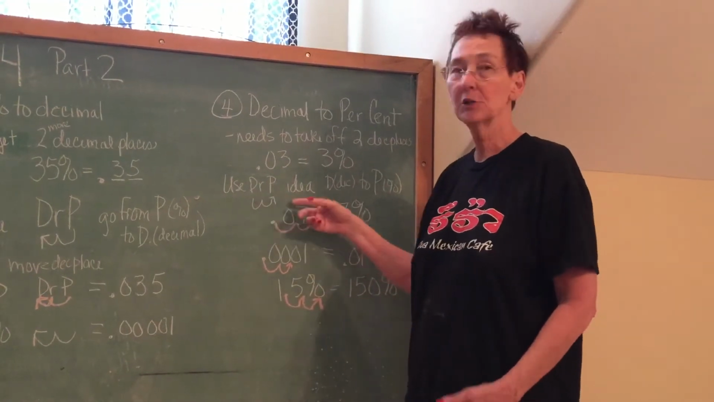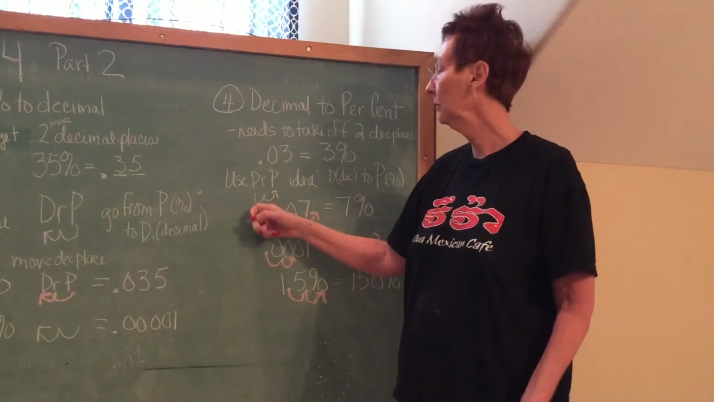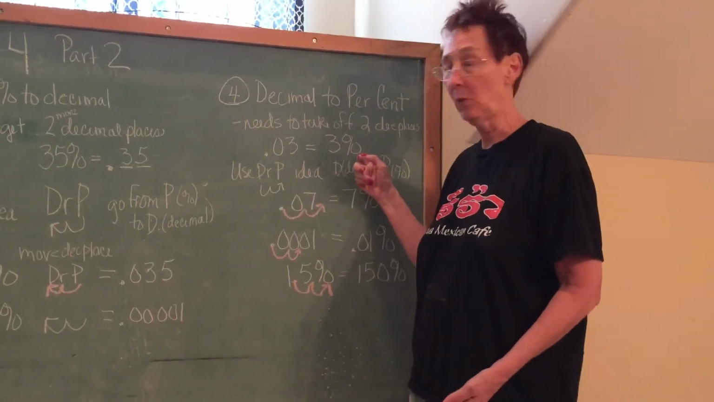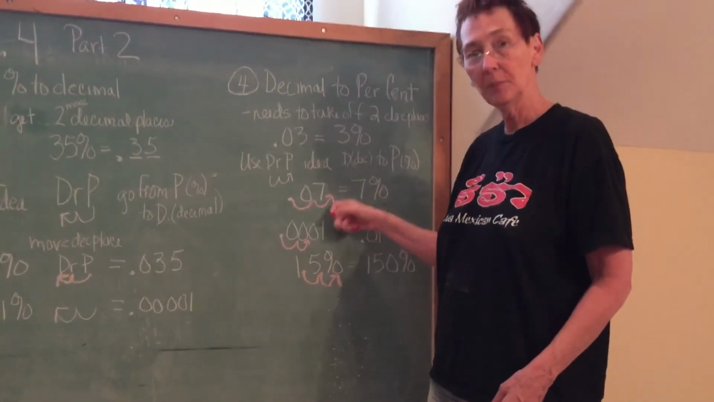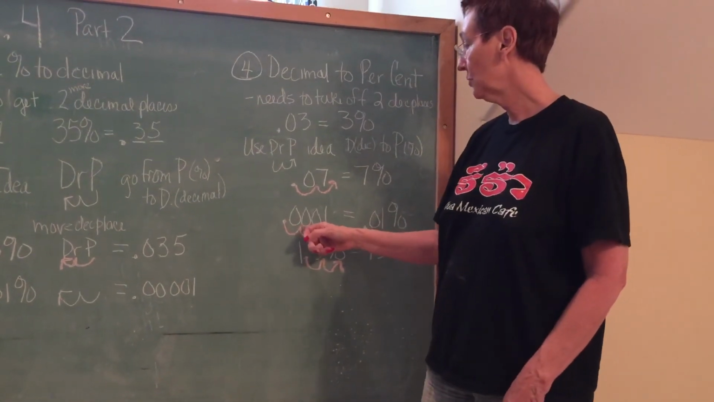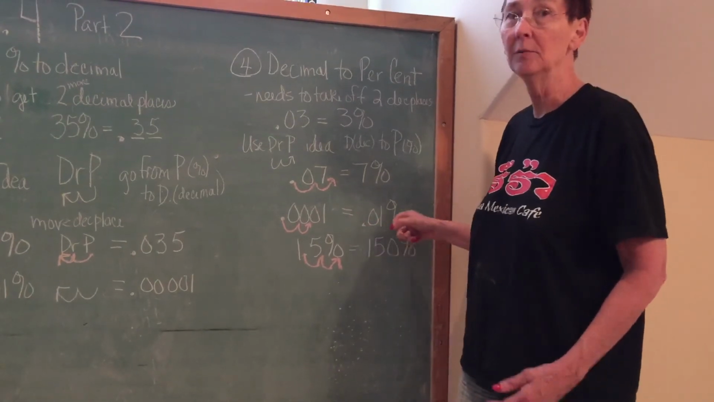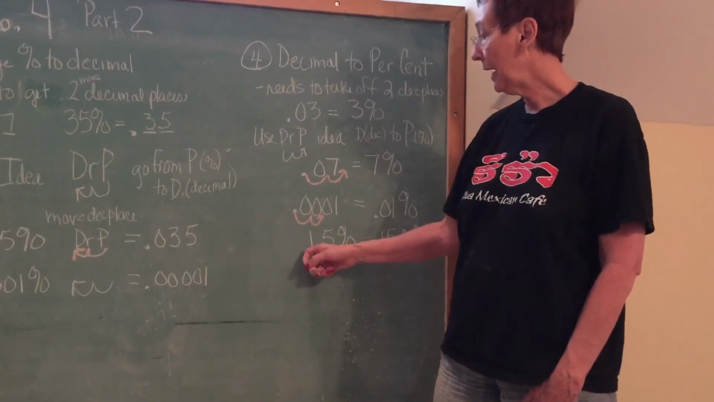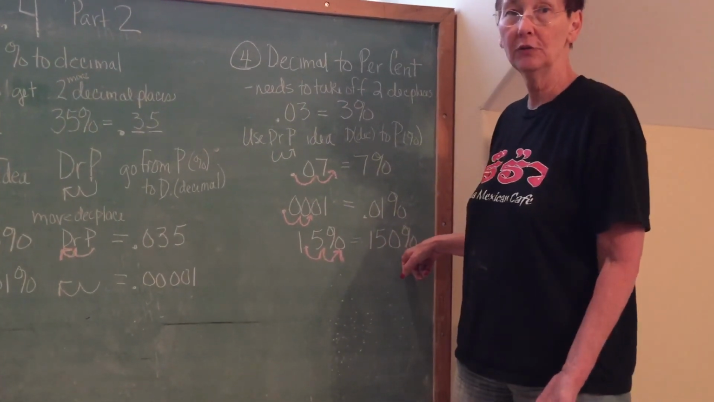If you're using the Dr. Pepper idea, now we're going to go from D for decimal to P for percent, so I would move it this direction twice. So if I have 0.07, move it Dr. Pepper, and you end up with just 7%. If you have 0.0001, move it Dr. Pepper, and you have 0.01%. Yes, you can have a decimal that's under percent. If I had 1.5%, Dr. Pepper, and that now gives you 150%.